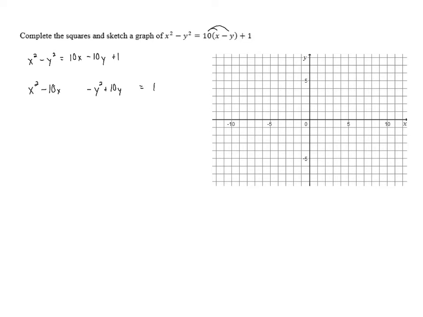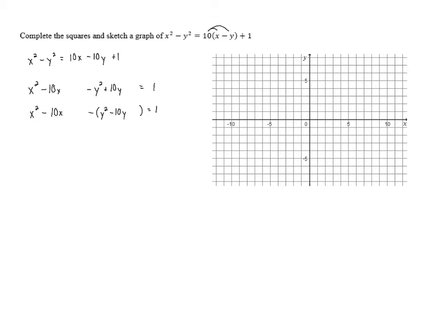Now, we are ready to complete the square with the x's, but we're not quite ready with the y's because we've got to factor out the negative there. So let's do that, and then we can complete the squares in the following step. So we still have x squared minus 10x, but then when we factor out this negative, we're going to be left with y squared minus 10y in parentheses. And now we can go and complete the squares.